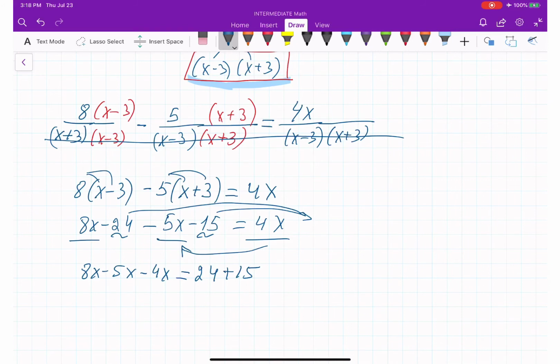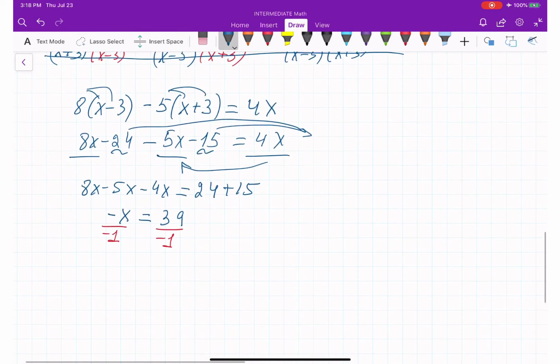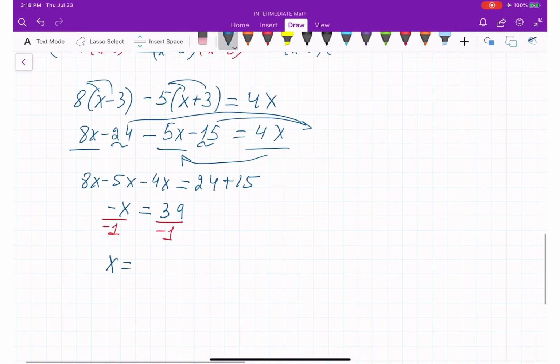So 8x minus 5x is 3x. 3x minus 4x is going to be negative 1x. And that is equal to 24 plus 15, which is 39. So since we have negative x, we divide by negative 1, divide by negative 1, and our solution will be x is equal to negative 39. Okay. Moving to the next one.